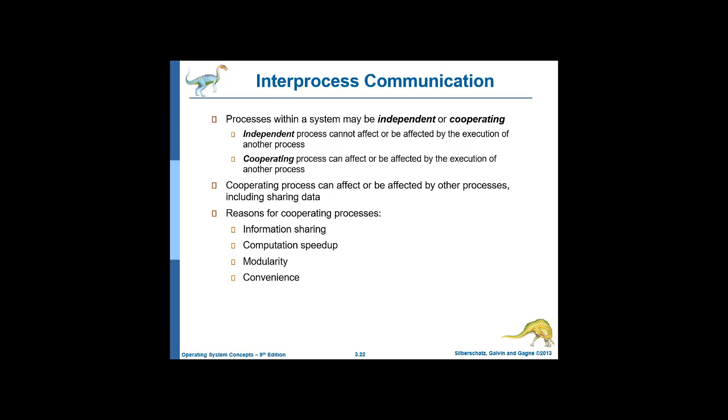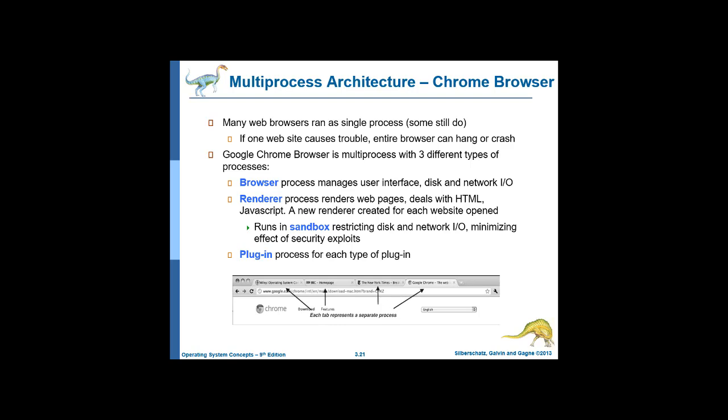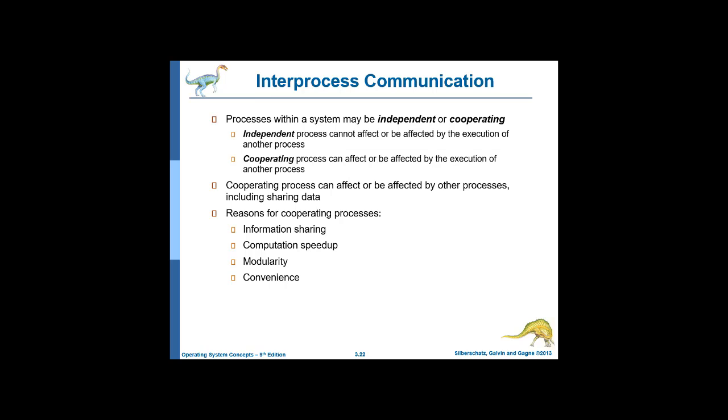The other reason is computation speedup. Let's say one process has to do some computing task. If you divide it into two different processes that do the job at the same time on different CPUs, the computation will be performed quickly. Third is modularity. As we see in the example of Chrome, it's better to have different processes, so it's easy to manage, and if one process has a problem, it will not affect the other processes. The final thing is convenience of development and of managing processes by the operating system: convenience for the programmer, for the operating system, and for the user when you have many processes running in the system. So, any question?